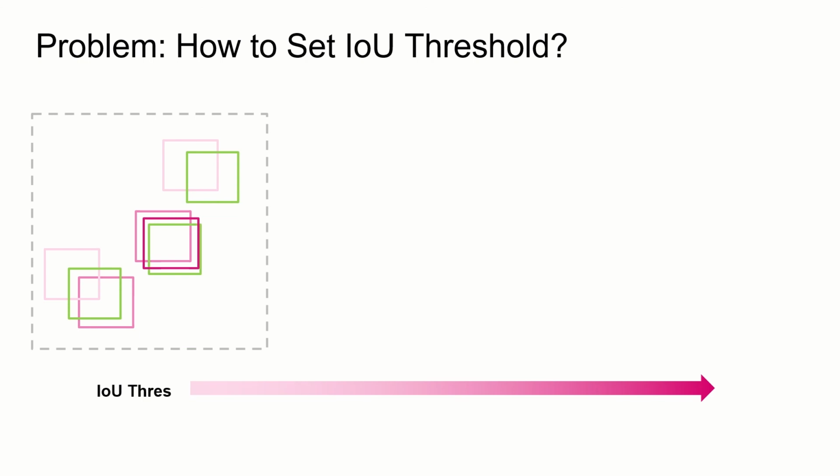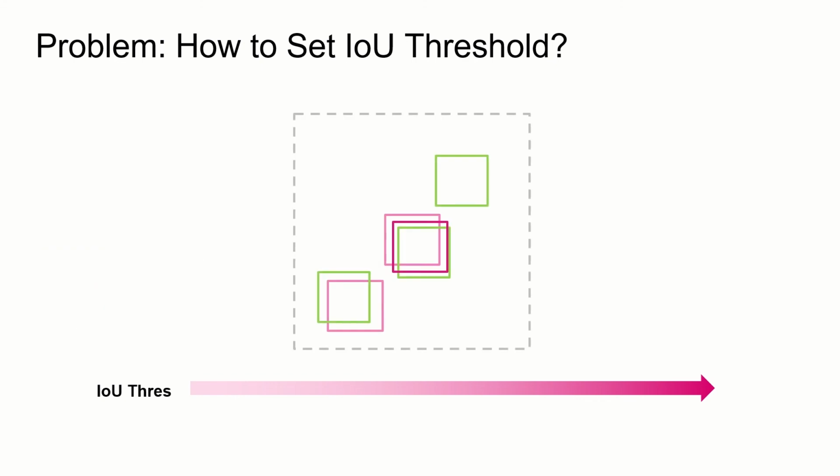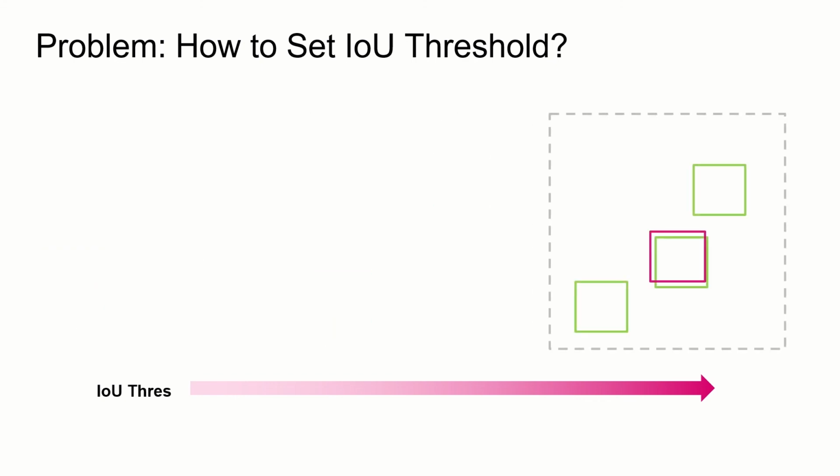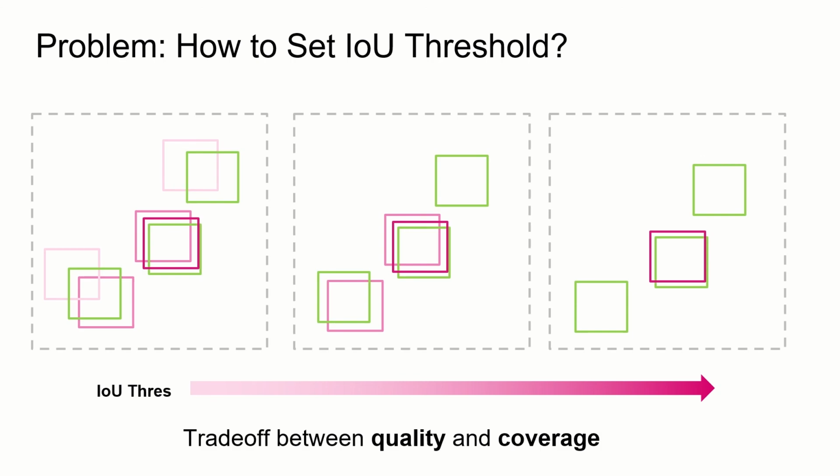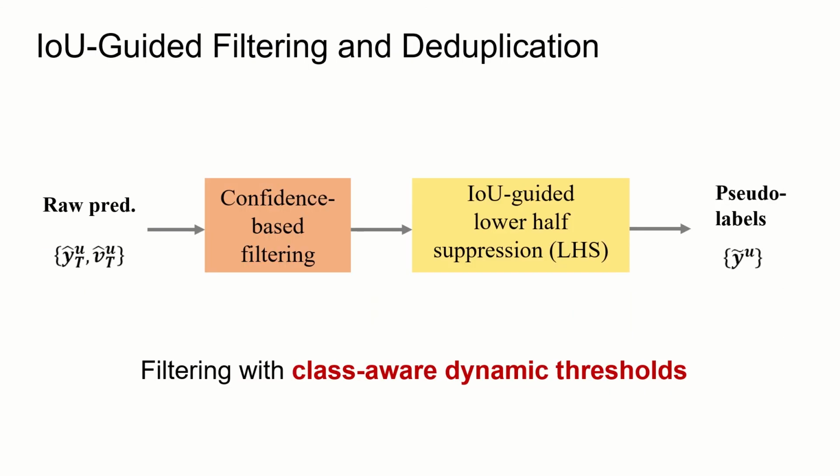Choosing an IoU threshold is not a simple problem, as we demonstrate in this toy example. Here, green boxes represent ground truth objects, whereas pink boxes are our pseudo-labels. With low IoU thresholds, the pseudo-labels are of low quality, but objects are well covered. Keep increasing the threshold, we can get higher quality but lose object coverage. To find a balance between quality and coverage, we adopt a two-step pseudo-label removal.